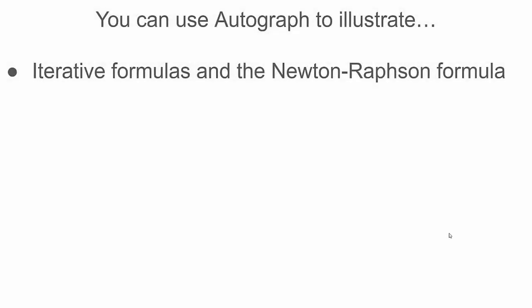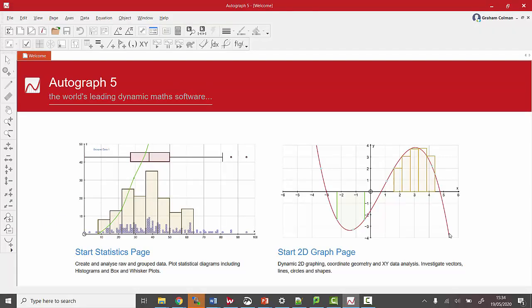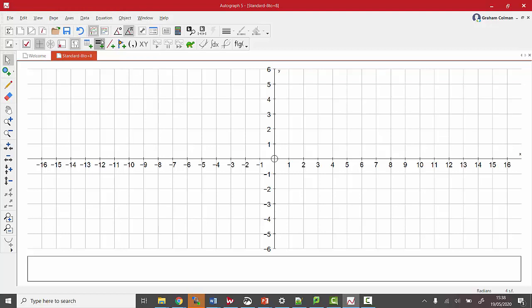You can use Autograph to illustrate iterative formulas and the Newton-Raphson formula, and you can use it to answer questions such as this one. So I'm going to load up Autograph again. I'm going to load up my normal page. You can see that I'm in Radians. I'm now going to enter two things.